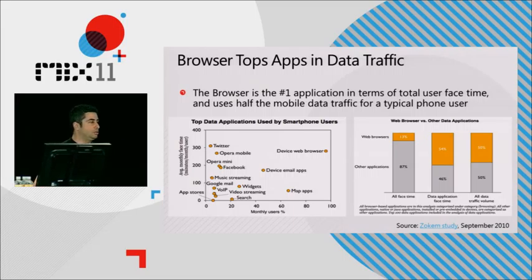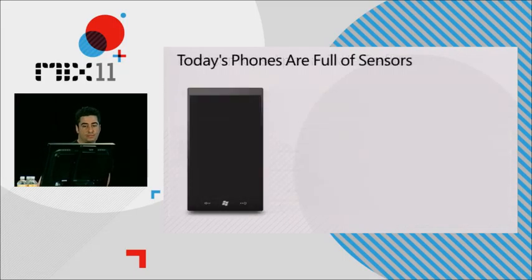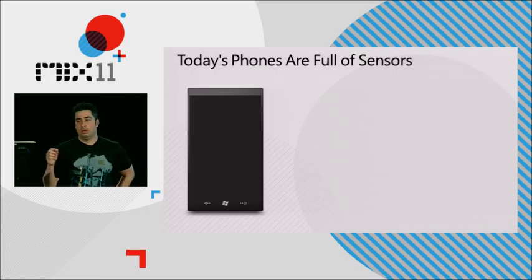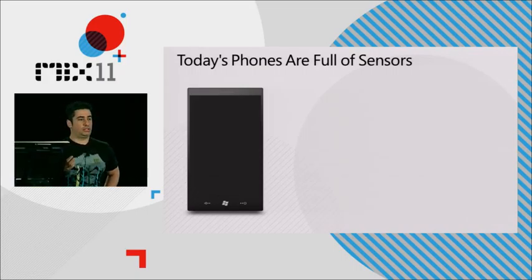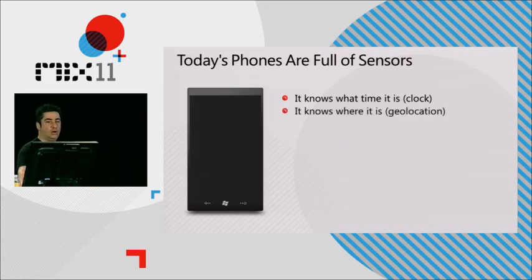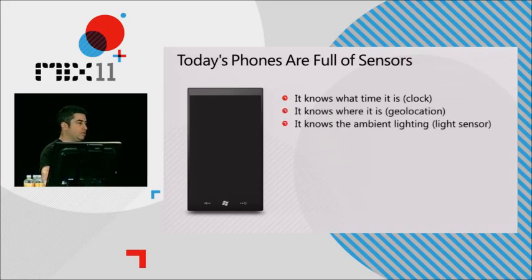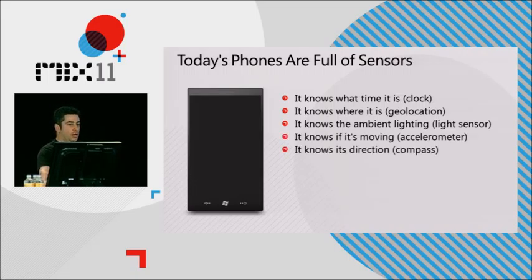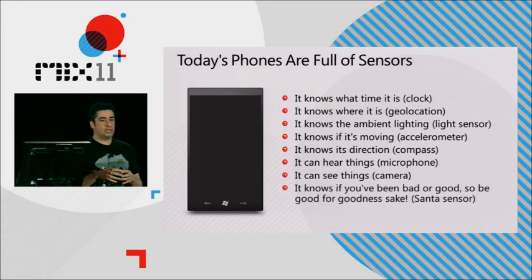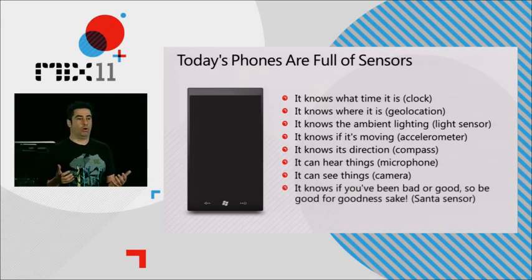Now with modern technologies like HTML5, you can build real apps. And what's really going to be exciting as we go forward is that we finally have this device that we carry around with us in our hands that knows a lot about the world around it. Today's phones are full of stuff. Phones know what time it is. They know where they are. They know whether it's night or day or you're inside or outside. Phones know if they're moving around. They know what direction they're pointing in. Phones can hear things through the microphone. They can see things. They're just loaded with sensors. Today's phones know a lot about the real world around them.